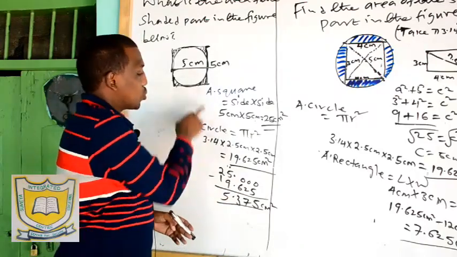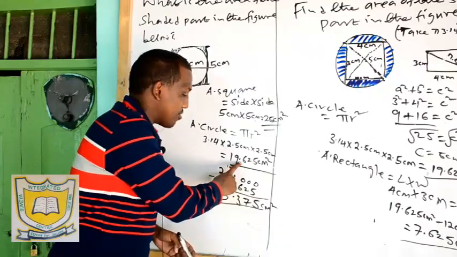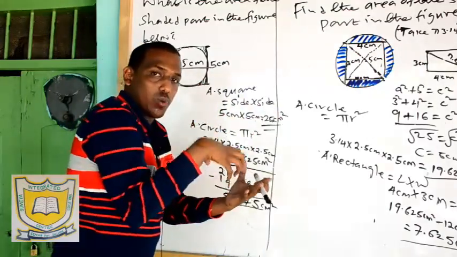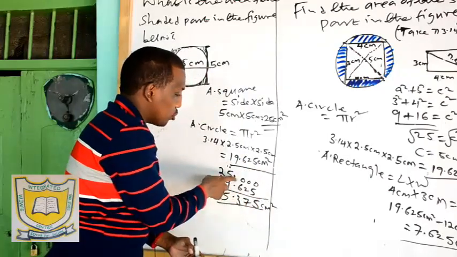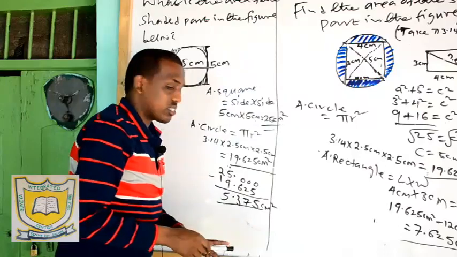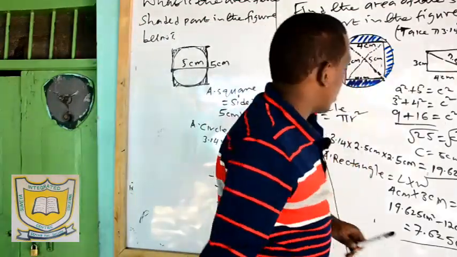3.14 times 2.5 times 2.5, you get 19.625. Then when you do the shaded part, you subtract the outer one from the inner one. The inner one is always smaller. So 25.00 minus 19.625, you get 5.375 centimeter squared. That's how we solve that question.